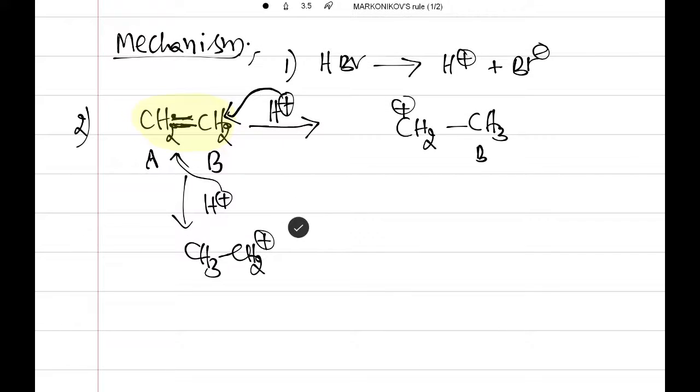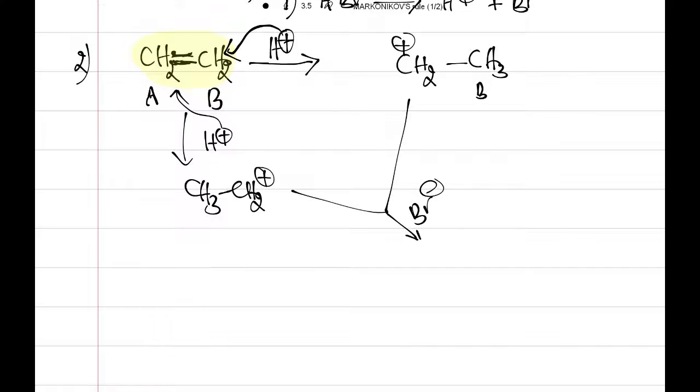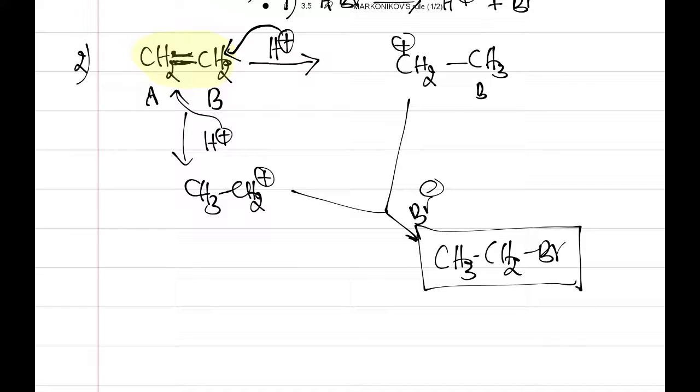So both give the same intermediate. Yes or no? From this same intermediate, if we react with Br minus, nothing but bromide, we get the product CH3CH2Br. That means in the case of symmetrical alkenes, H plus may be attached to either of the two carbons of the double bond. Our product is the same in both conditions. If it is attached to the A carbon, we get the same product. If it is attached to the B carbon, we get the same product.